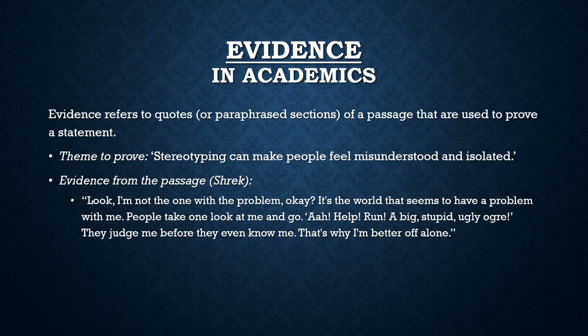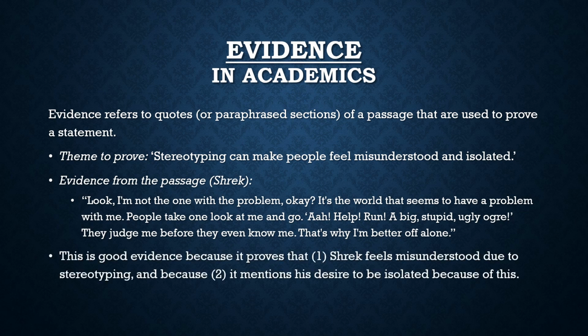This quote is good to use to prove that that theme is correct, basically for two reasons. First of all, it shows that Shrek does feel misunderstood due to stereotyping. You can see that when he is saying that people are judging him before they even know him. And then it also shows that he wants to be alone, which gives the idea that he feels isolated because of this. So we are successfully proving that our theme up there is correct because we are able to pull in some evidence from the passage.